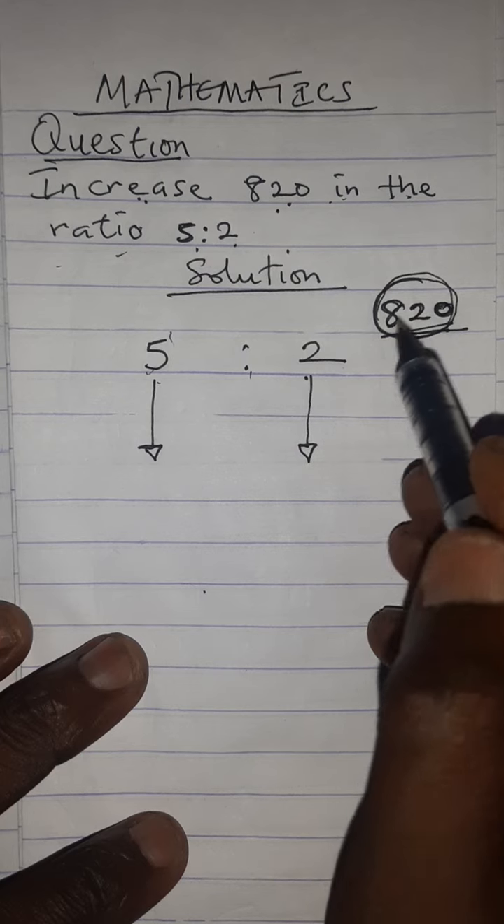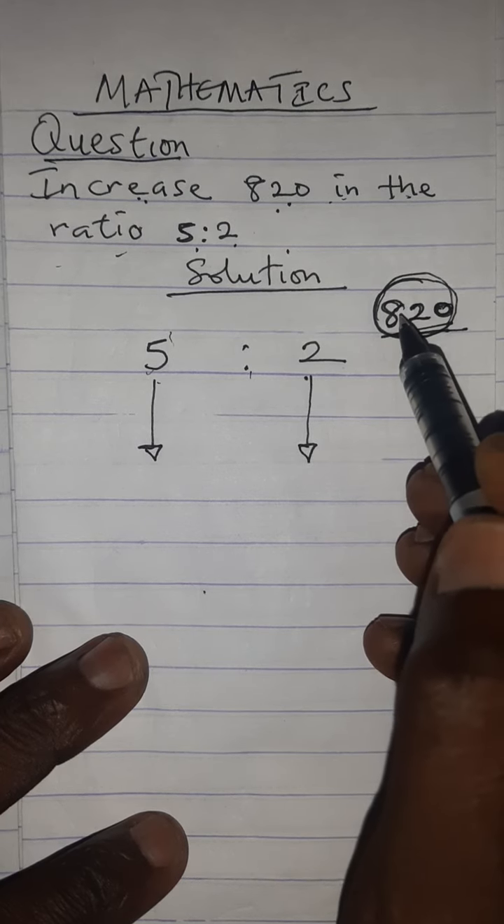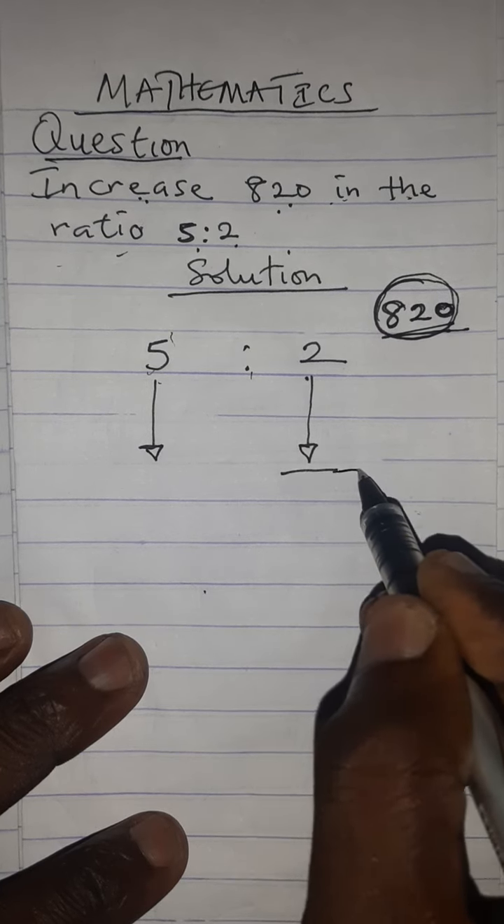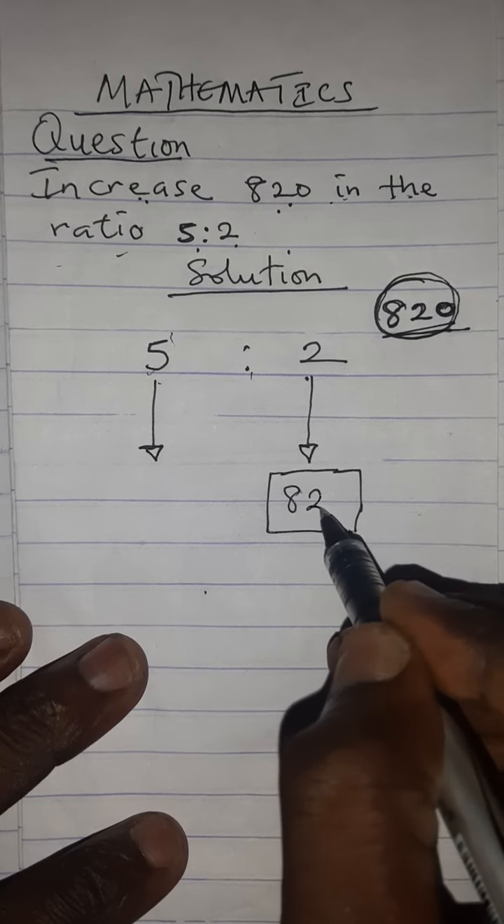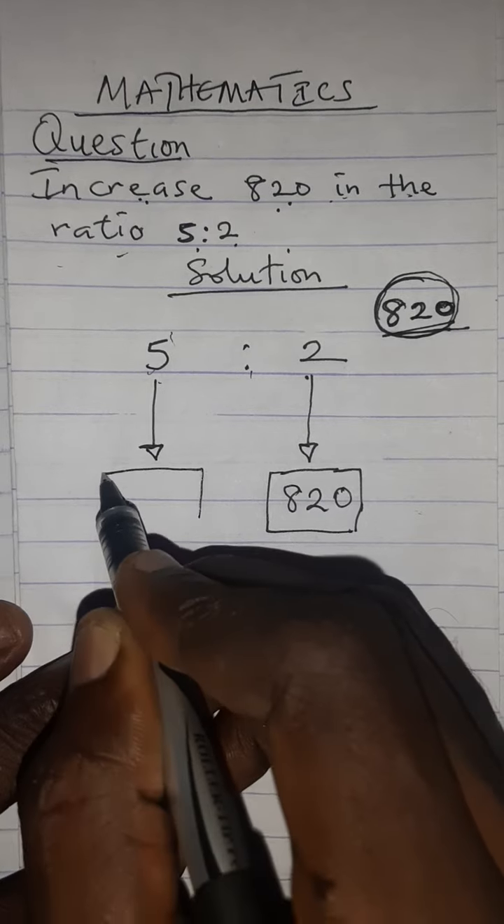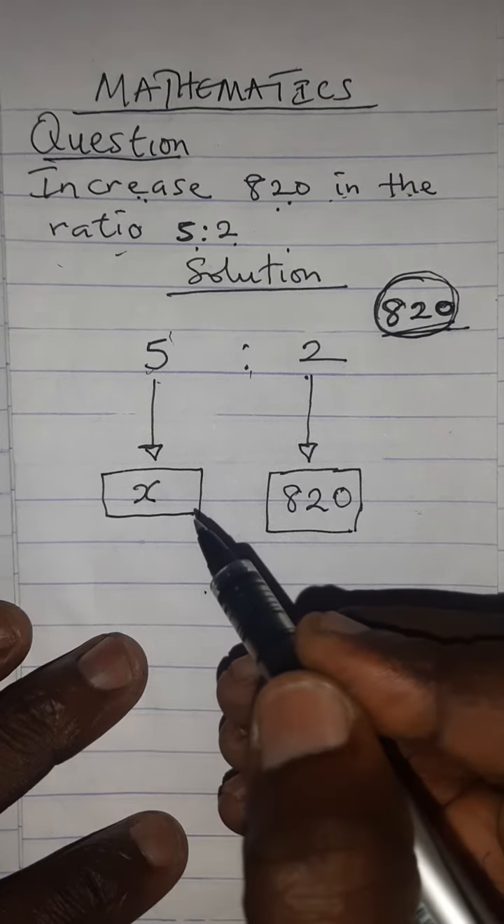They said increase 820, so definitely this value is small and they want you to make it big. So since it's small, place it under your ratio 2. So 820 belongs to 2. And they said increase, that means the bigger value that belongs to 5, which we don't know, we'll call x, is what we are asked to find.